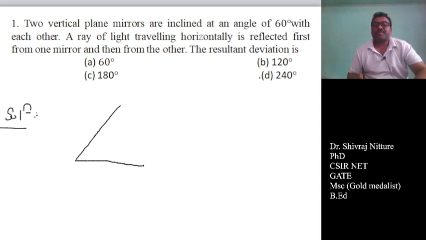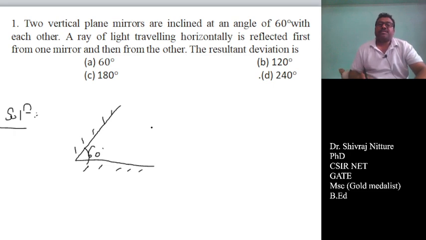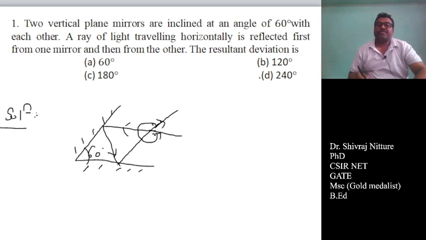They have given two plane mirrors. This is one, and this is the second plane mirror. So they are inclined with an angle of 60 degree, like this. A ray of light is incident on the first plane mirror. After reflection, it falls on the second, then it goes like this. So what is the angle of deviation they are asking? This is the angle of deviation.